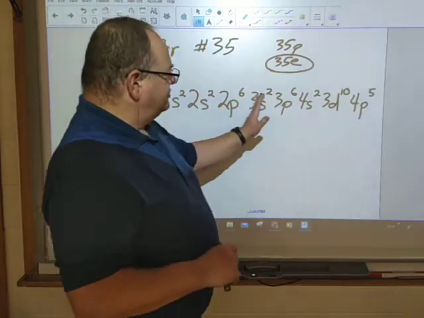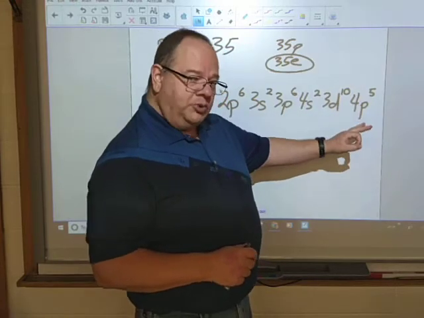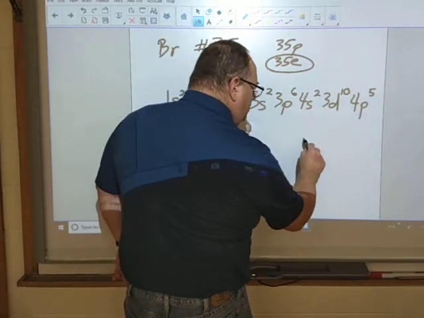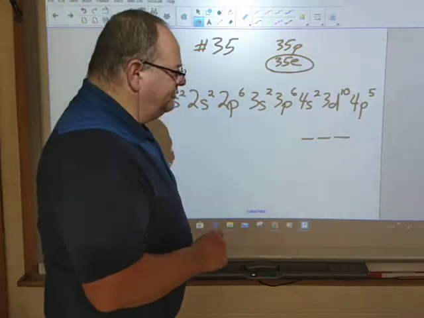So these orbitals are all full. Right there, the p subshell has 3 orbitals. And if we look at those orbitals, what we often do is we draw lines to represent the orbitals. There's my 3 orbitals.